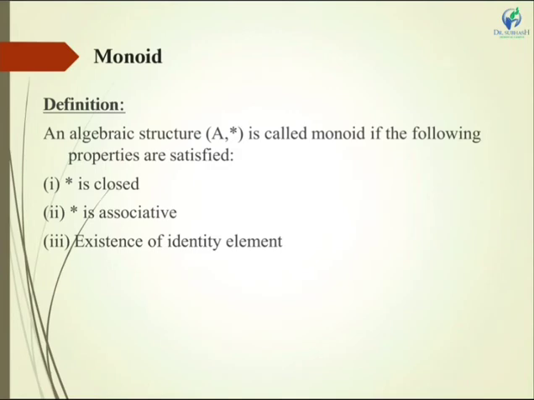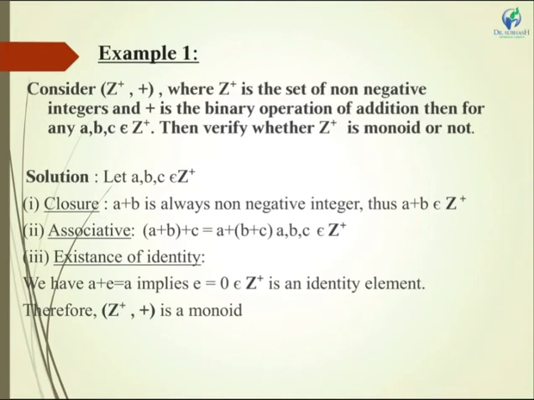Now next topic is monoid. What is a monoid? First let us see the definition and then we will move towards the examples. An algebraic structure (A, *) is called a monoid if the following properties are satisfied. First is closure, second is associative, and third is existence of identity element. If these three properties are satisfied, then we can say that the given algebraic structure is a monoid.